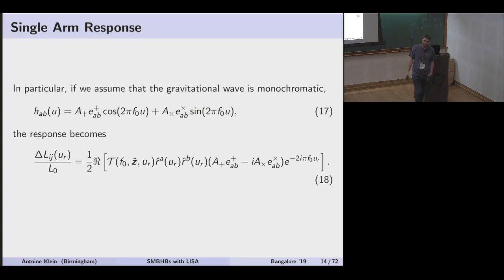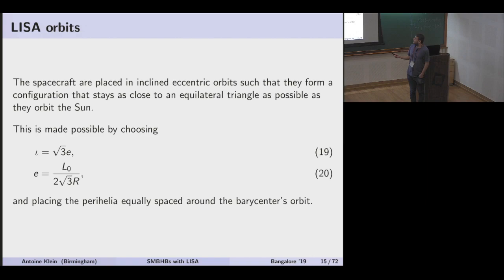All right. So this is how we model the effect of a gravitational wave in a signal that's traveled along one arm. And next, we'll see how we combine those signals to build up an interference pattern. So let's look at the orbits of the LISA spacecraft shortly.